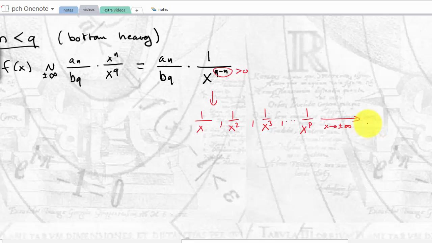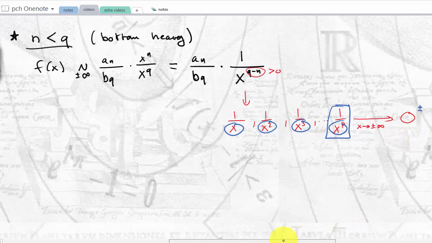It doesn't matter what the power is. These will go to 0, right? Because the bottom is going to get very, very large, and therefore if you take the reciprocal of the bottom, it's going to get very, very small. Now, we're going to have to be careful if it's a 0 plus or a 0 minus. We're going to have to keep track of the sign, but that's a little detail. The function will approach 0. Therefore, we have our end behavior.